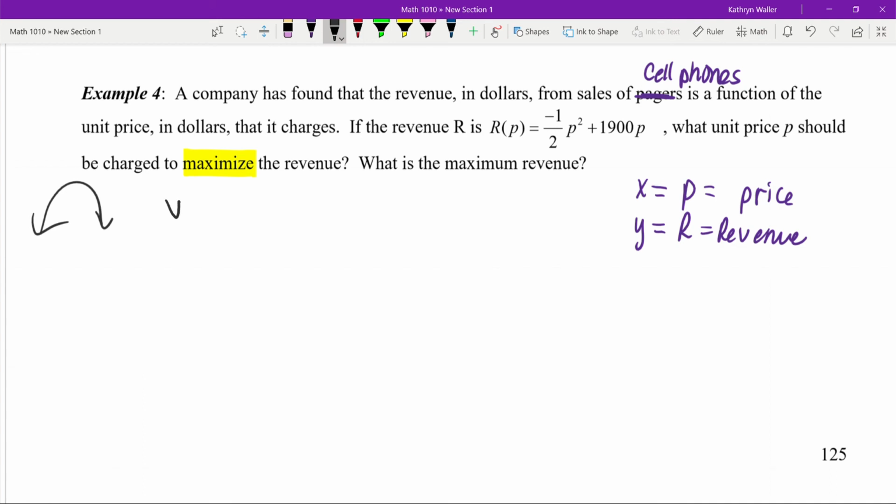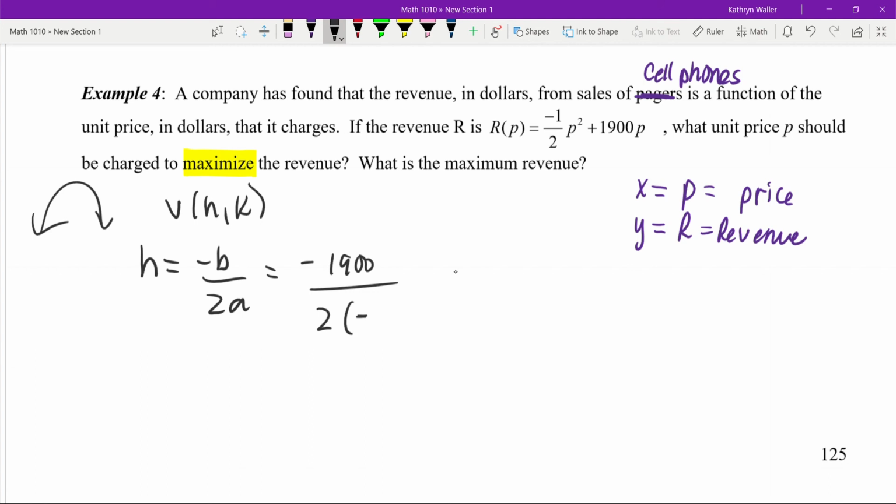So everybody write down, my vertex is (h, k). h is negative b over 2a. So that's negative b, which is 1900, over 2 times negative 0.5. Can I do that? Yes, I can, because 1/2 is exactly 0.5. Two negatives gives me a positive. Everybody go 1900 divide, parenthesis, 2 times 0.5, close it off. Hit enter. And I get 1900.